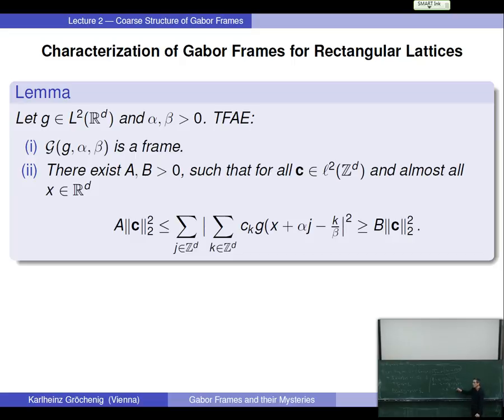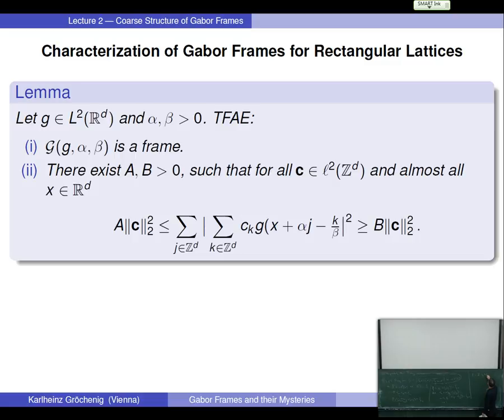Which doesn't matter because if μ is equal to ν, then this is 1. If μ is not equal to ν, I don't need the phase factor, then this inner product is 0, and the phase factor doesn't matter. So this is δ(μ,ν). So this means these two sets, or these two Gabor systems, are biorthogonal.